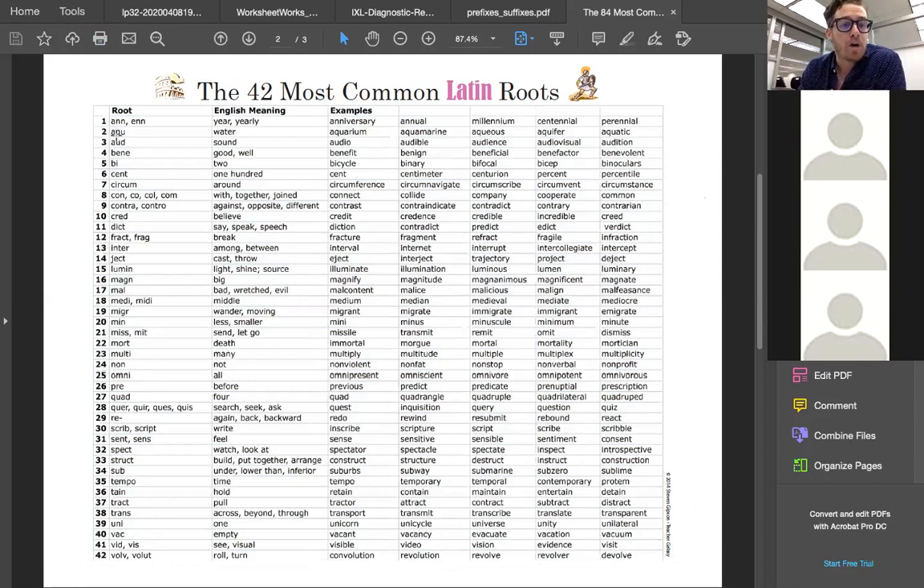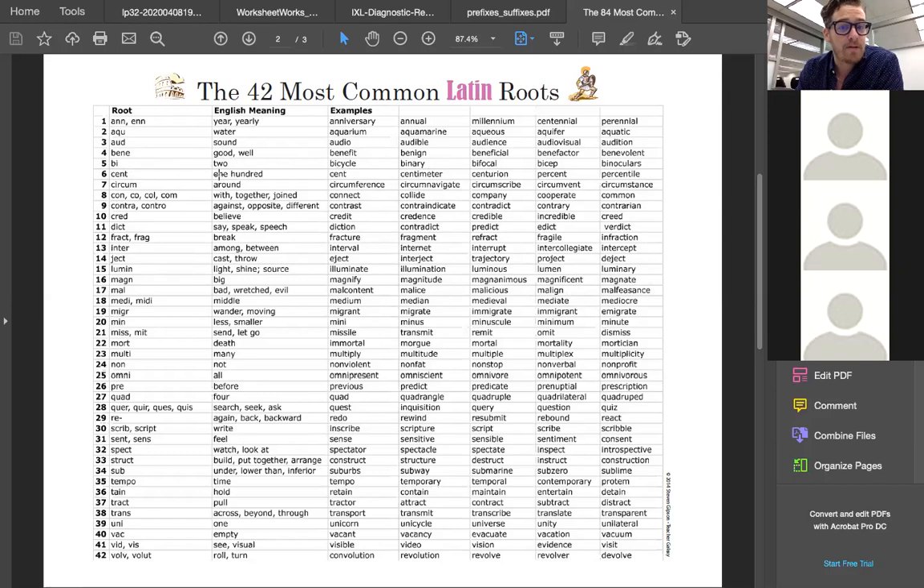Moving on, aqua has to do with water. Aquarium, aquamarine. Audio has to do with sound. Bene is good, so a benefit. If you're raising money for a benefit, you're trying to do good. Usually it's a charity, okay? A benign tumor is a good tumor, okay? I mean, it's not good. Tumors aren't good, but it's a non-cancerous tumor, okay? Beneficial, benefactor. Bi means 2, okay? So you have your bicycle, 2 wheels, binary.